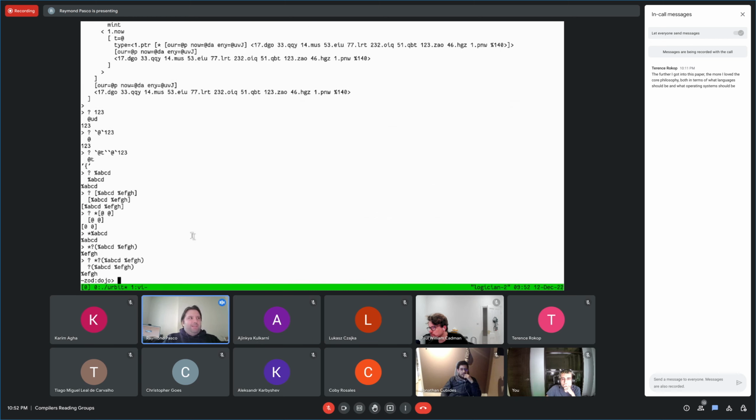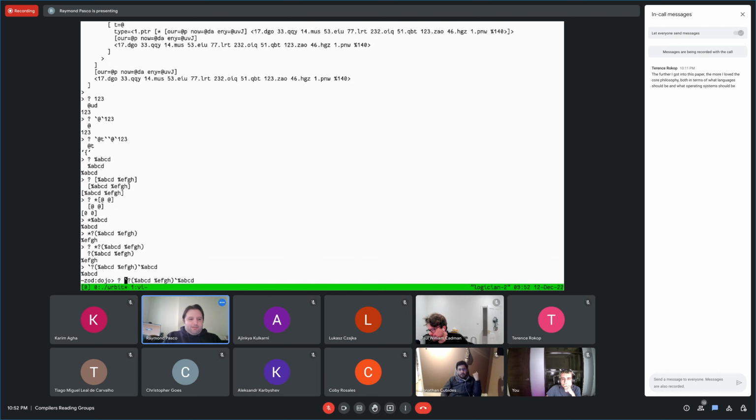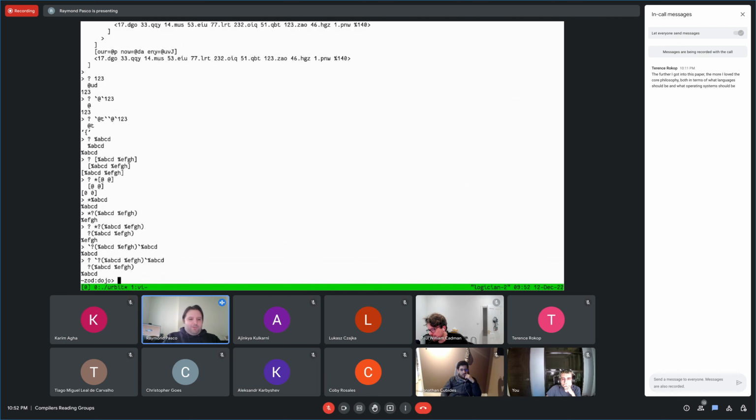You can always forget type information about something, so I can always cast to this type, any percent ABCD. Now I've forgotten type information about it, so I've relaxed the type. You can always use a cast to forget things, and you can always refine by pattern matching.